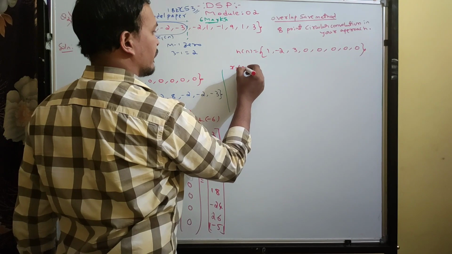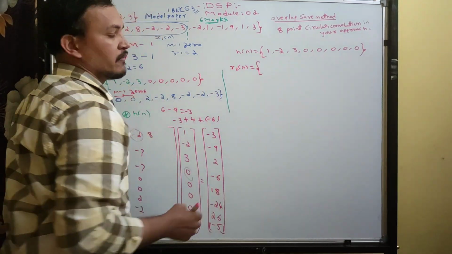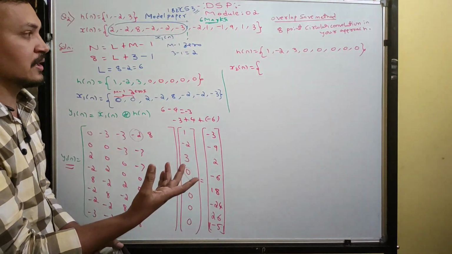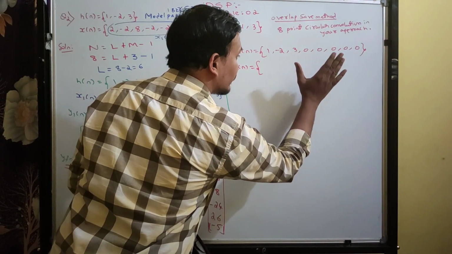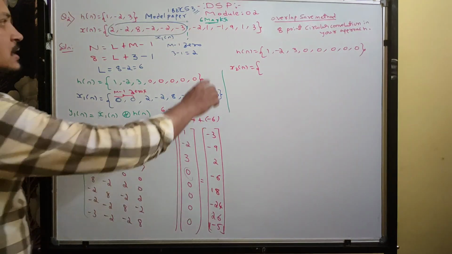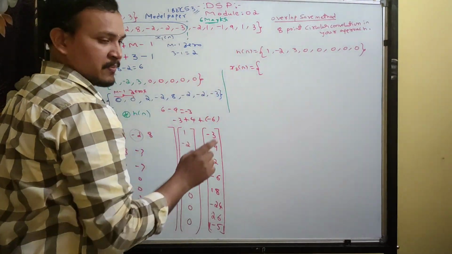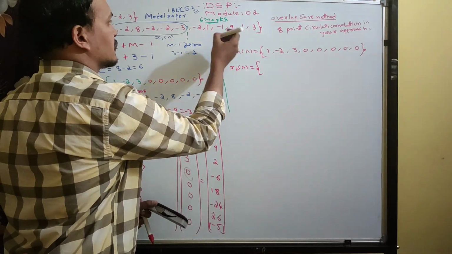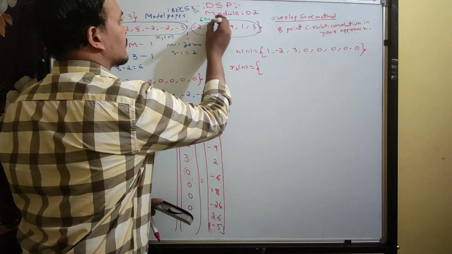So next, x2 of n. What is x2 of n? This is the first data block. Next data block you should write. But before writing x2 of n samples, these are the remaining samples. How many samples should I take? 6 samples: 1, 2, 3, 4, 5, 6. So this is the next sample.